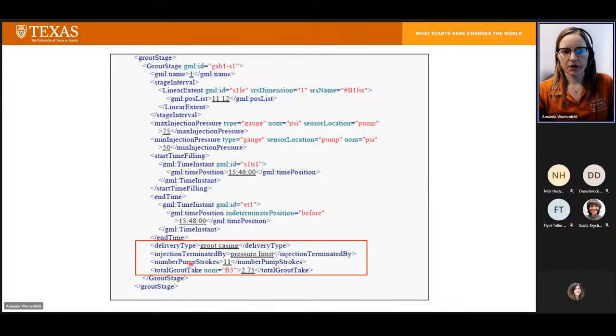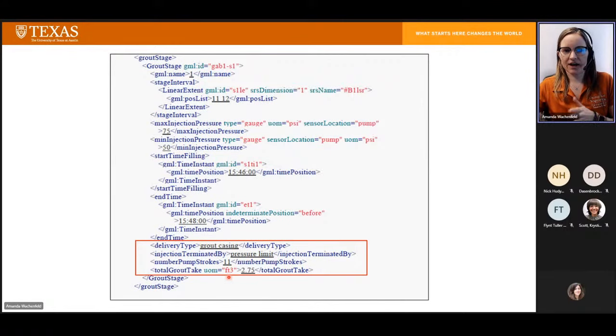And so here, in our delivery, well, we didn't have delivery type, but other information would give us that the grout was delivered through casing. The injection termination was by the pressure limit, so the PCO. The number of strokes was 11, and the total grout take was 2.7, and then here are the units, cubic feet.